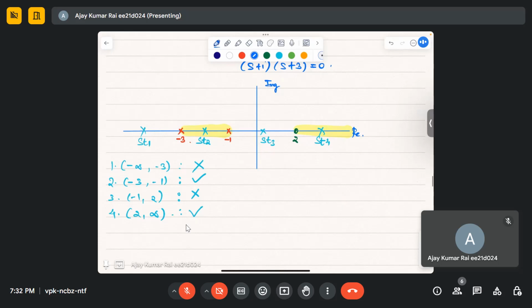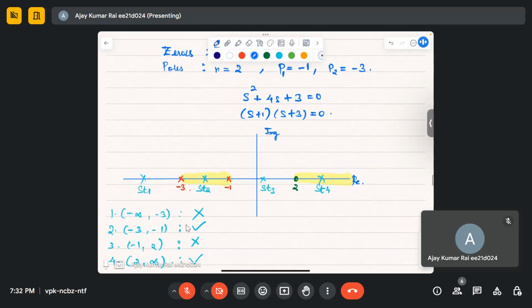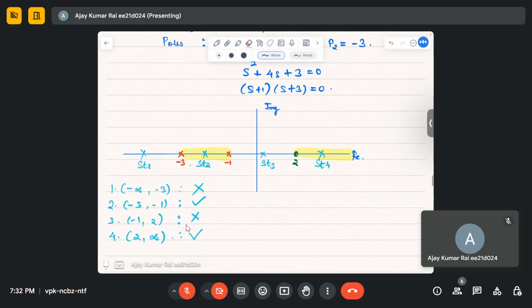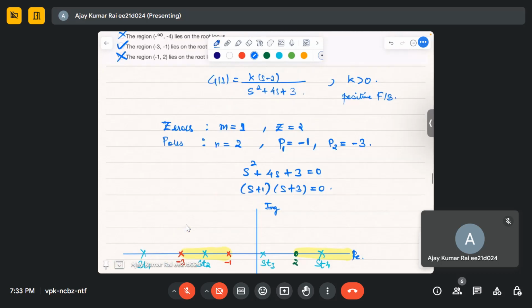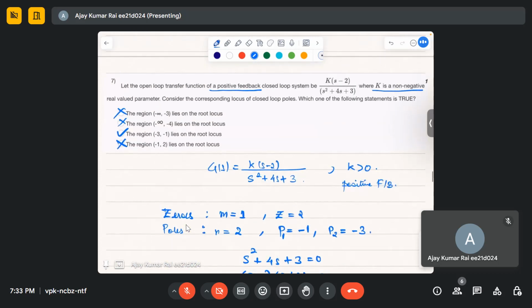So you have seen from here also. So any doubt in this case? Very simple. In this case we have to consider an even number of open loop poles and zeros on the right hand side of the test point. Okay, I hope there is no doubt in this.